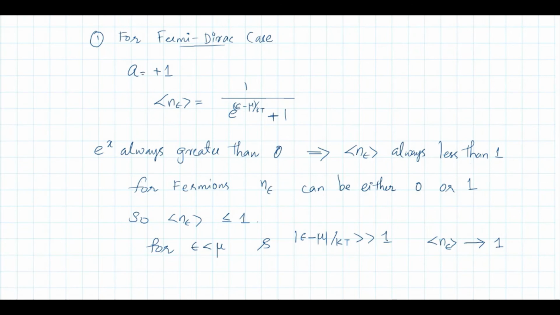That is a result we already expected, because in the case of Fermi-Dirac, a single particle state can hold either 0 particles or a single particle. So the occupation number will be less than 1.